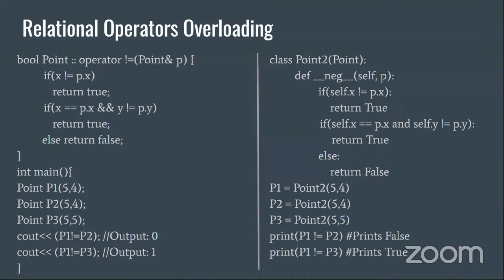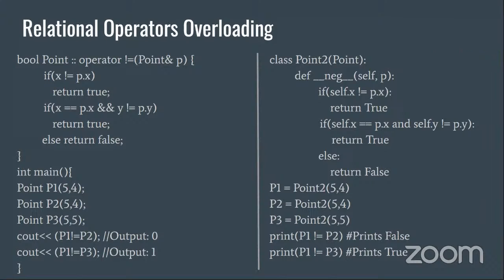In the second example for relational operators, we try to overload the not equals to operator. Looking at the C++ code on the left side, the return type of this function is again Boolean, and we use the operator not equals to method to overload it. This is the same as less than. Yes, sir, there is nothing new here.